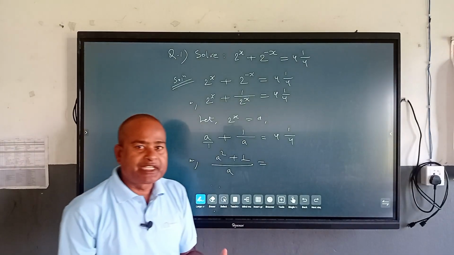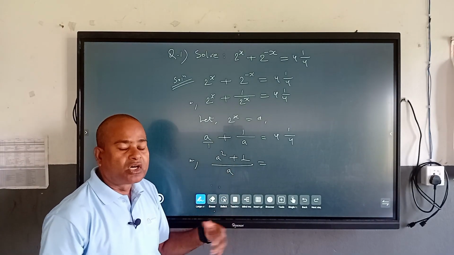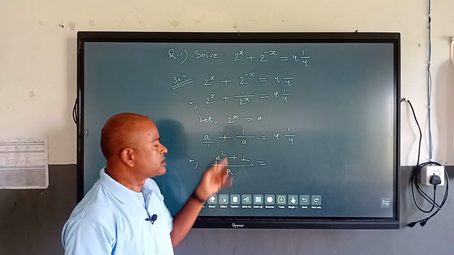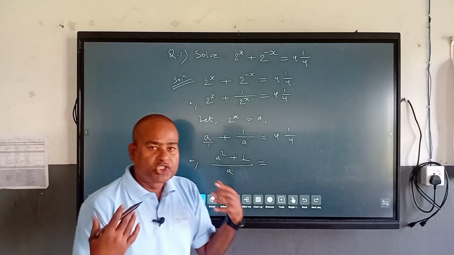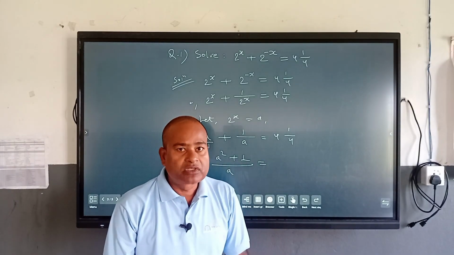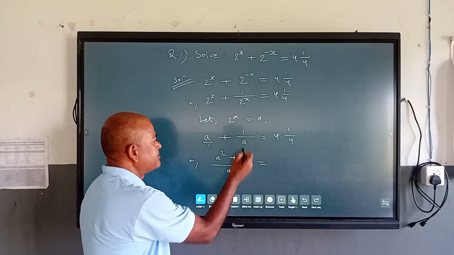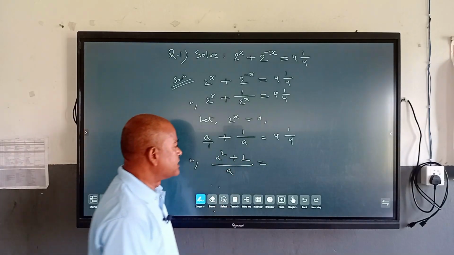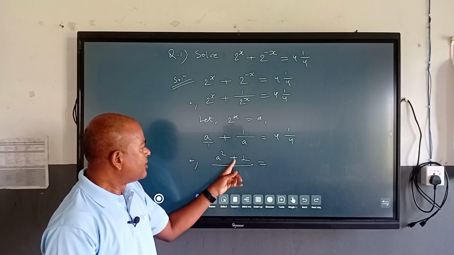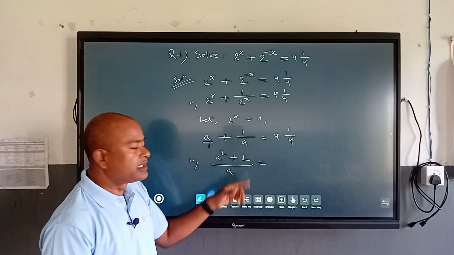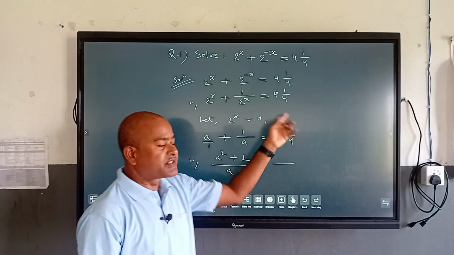Dear students, after taking the LCM, we have to divide the LCM by the denominators, or directly we can do cross multiplication also, if there is no common factor in the denominator. So a times a equals a square, 1 times 1 equals 1. After multiplying a with a, we get a square, plus 1 times 1 gives 1.